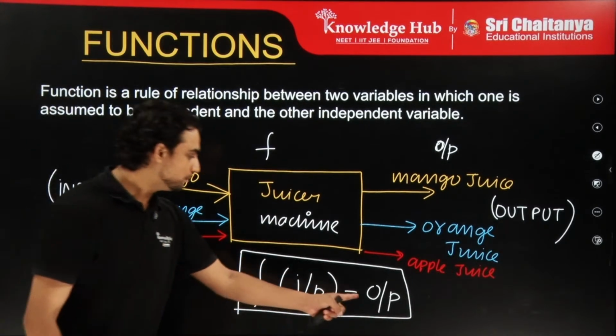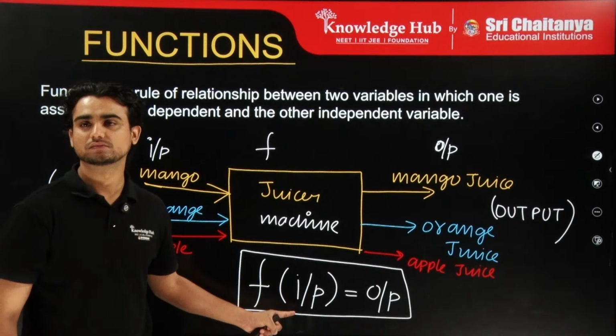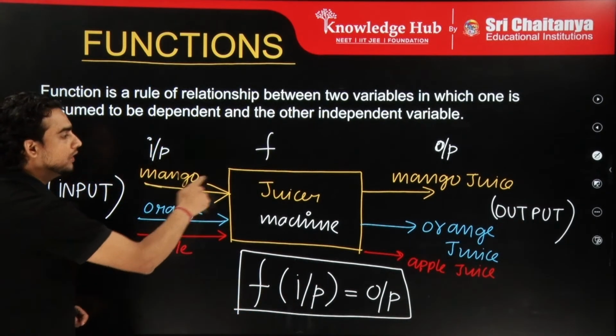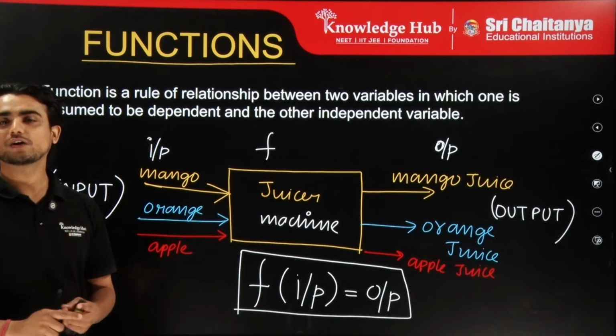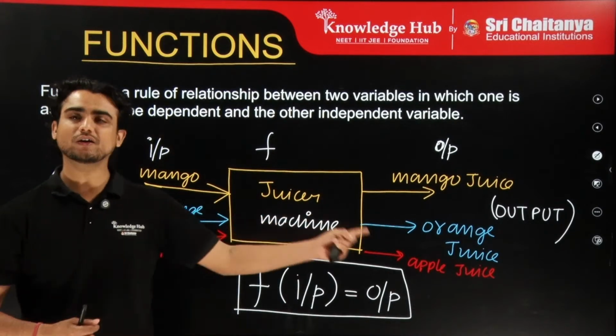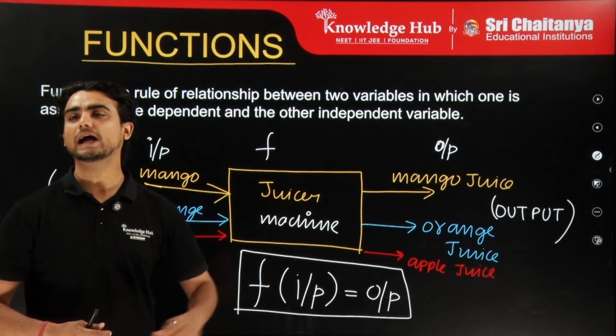And my output will depend on my input. What do I mean by that? I mean that if I put mango, I'll get a mango juice. I cannot get an orange juice. If I put an orange, I'll get an orange juice. I will not get a mango or an apple juice.